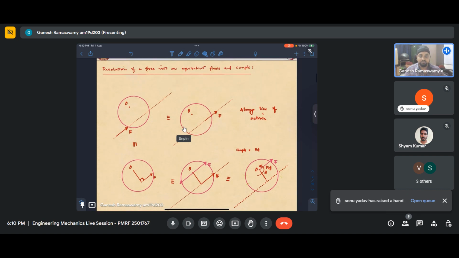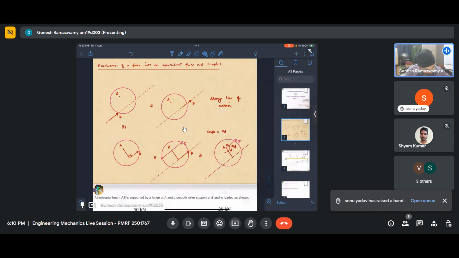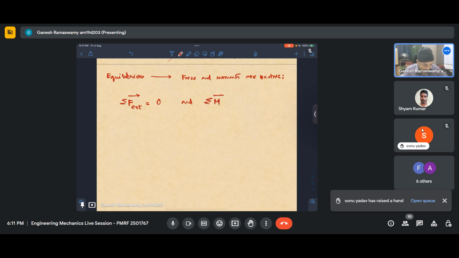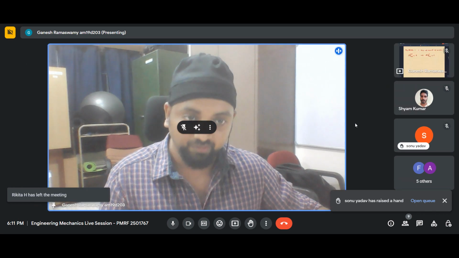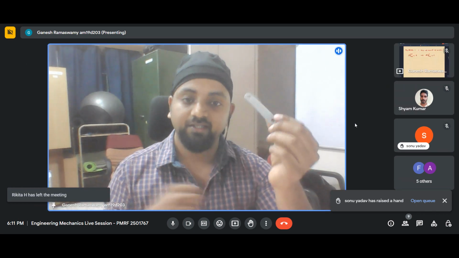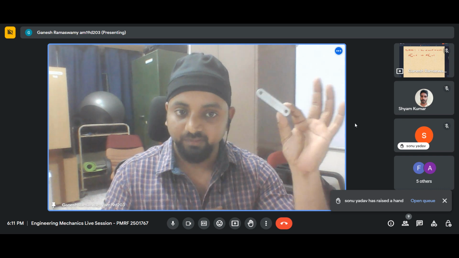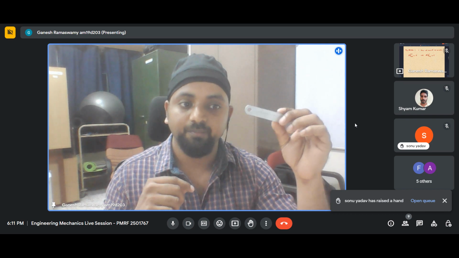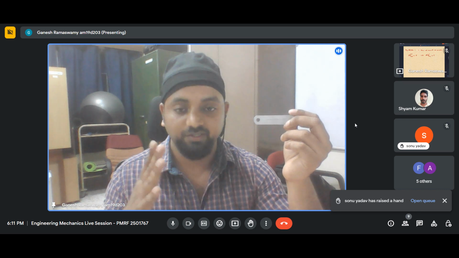In addition to this, there is some aspect about equilibrium that I wanted to discuss. Equilibrium conditions state that the vector sum of all the external forces equals 0, and the summation of all external moments is 0. These are the equilibrium conditions. Now let us try to understand when these are applicable, when these are sufficient and necessary. So let us say that we have one aluminium piece, as you can see here on the screen where I'm holding it. It has two holes. This is made of aluminium. For the purpose of this course, I will take this to be a rigid object.